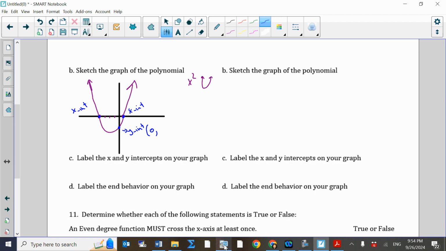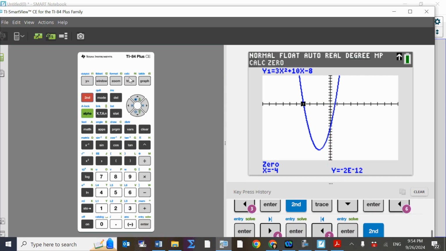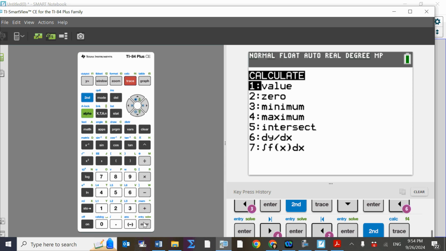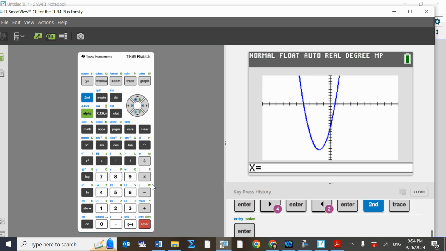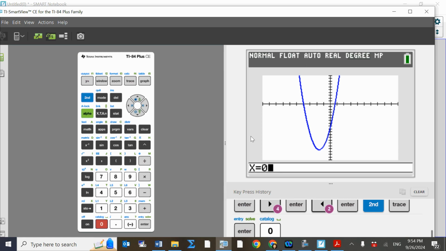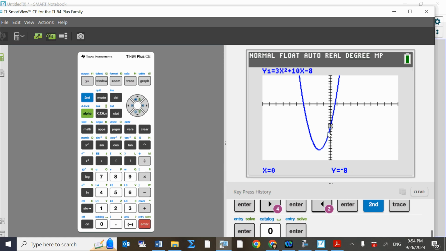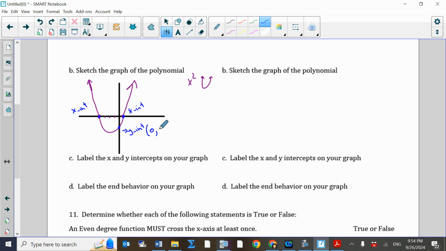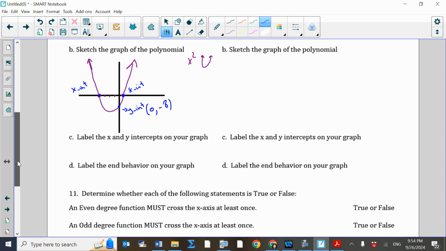I can find it from my function. So if I go to second trace and go to the value, the first one, value, enter, you know that on the y-axis, the x value is 0. And if I press enter, it's going to give me the y value. Of course, you could also just count these points and find that it is at -8. But anyway, this is how you can find the y-intercept as well. So that's at -8.